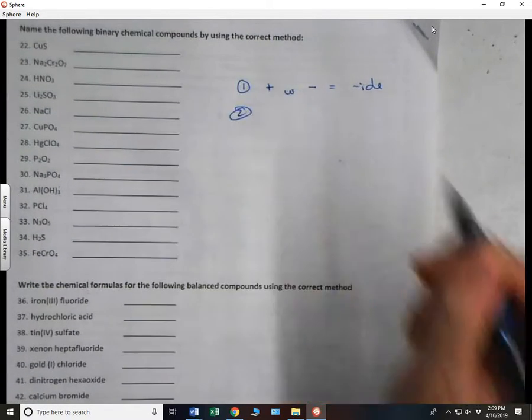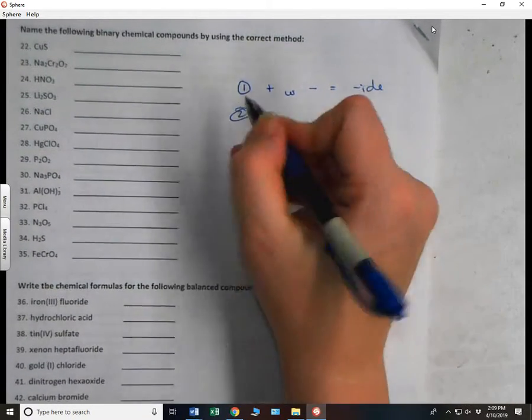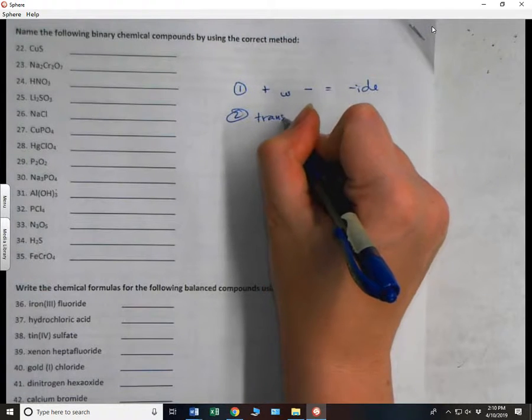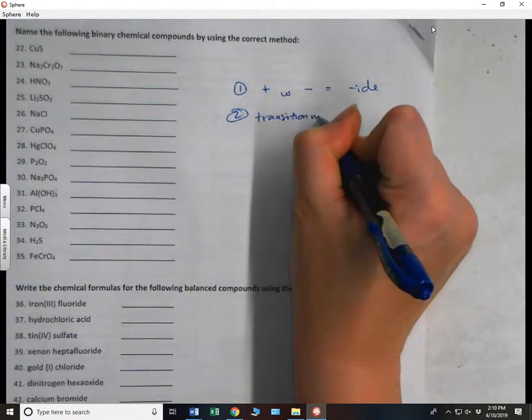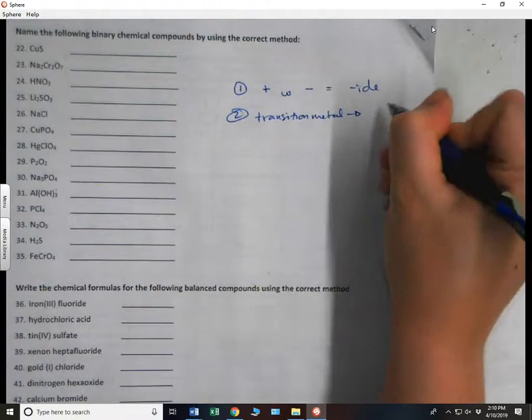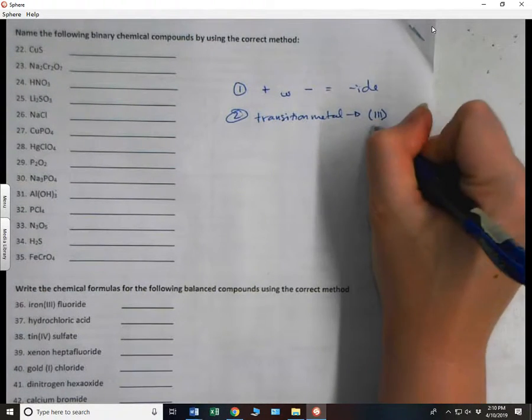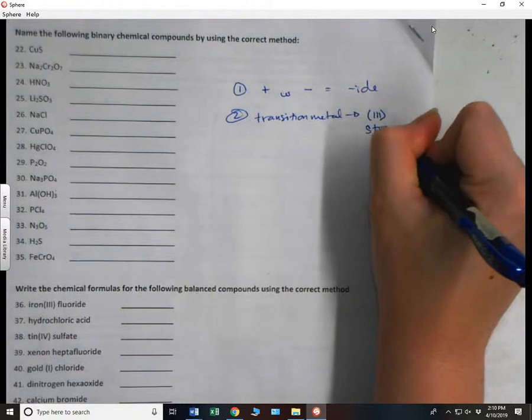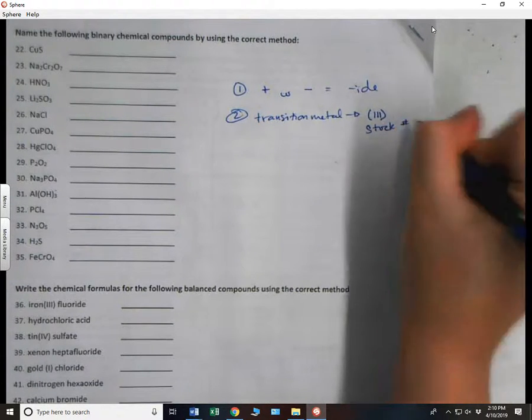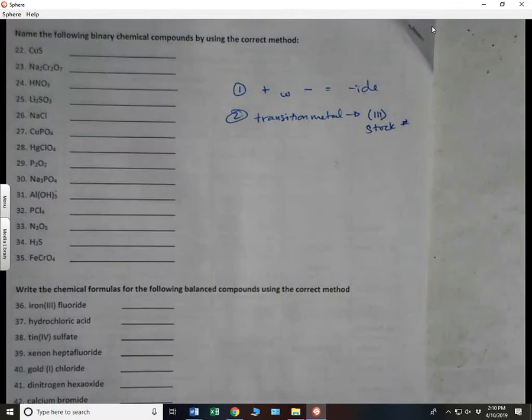However, if you have a transition metal, you need to use a stock number, right? Roman numerals, whatever that is, called a stock number. Okay? Because you have to tell me the charge of your ion. Still change the other one to "-ide".